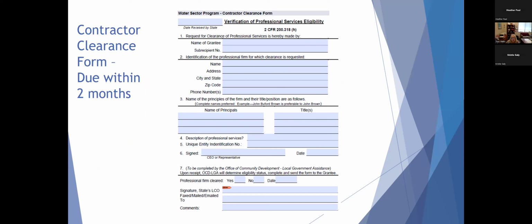You would list your system name, your subrecipient number, then you would identify the professional firm that you are requesting clearance for. We have to search the firm to ensure that it has not been a debarred firm, and that way we can use federal funds to pay for the services. Make sure that you get a copy, or you know the unique entity identification number of the firm and that you include it on the form. We do verify this information in sam.gov.